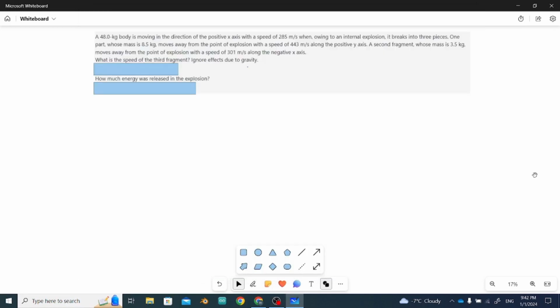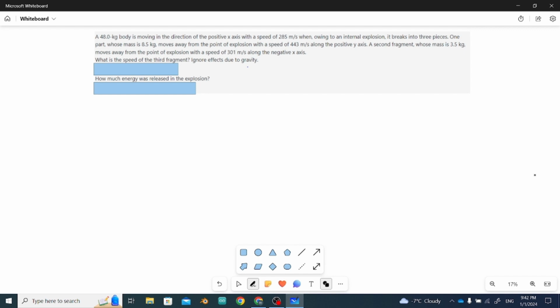Let's tackle another physics problem involving linear momentum. So let's read it. A 48 kilogram body is moving in the direction of the positive x-axis with a speed of 285 meters per second, when, owing to an internal explosion, it breaks into three pieces.